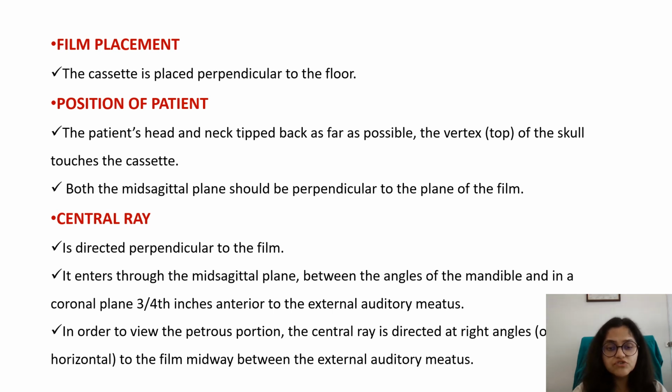If we talk about the central ray, it is directed perpendicular to the film. It enters through the mid-sagittal plane between the angle of the mandible and the coronal plane, 3/4 inch anterior to the external auditory meatus, and in order to view the vertex portion, the central ray is directed at a right angle to the film midway between the external auditory meatus.